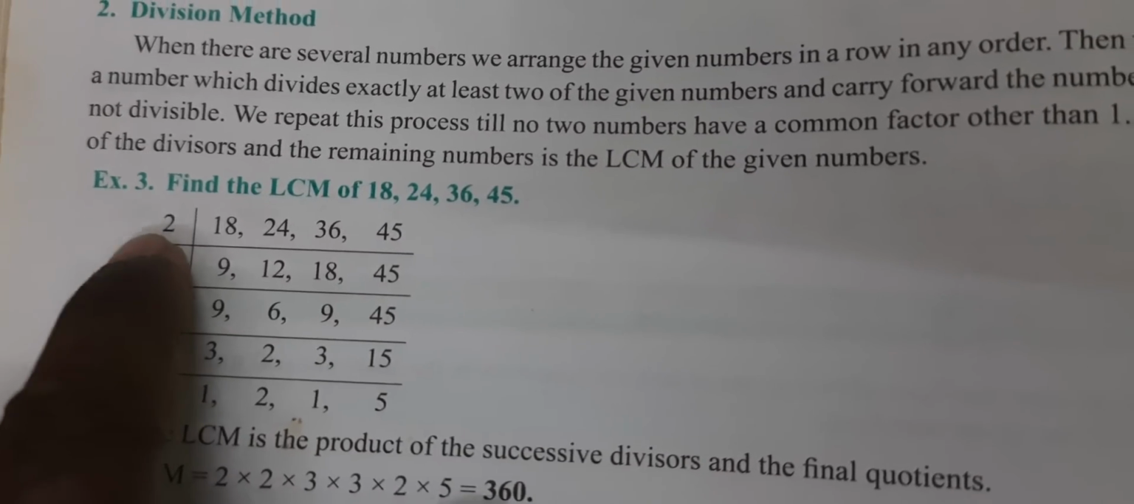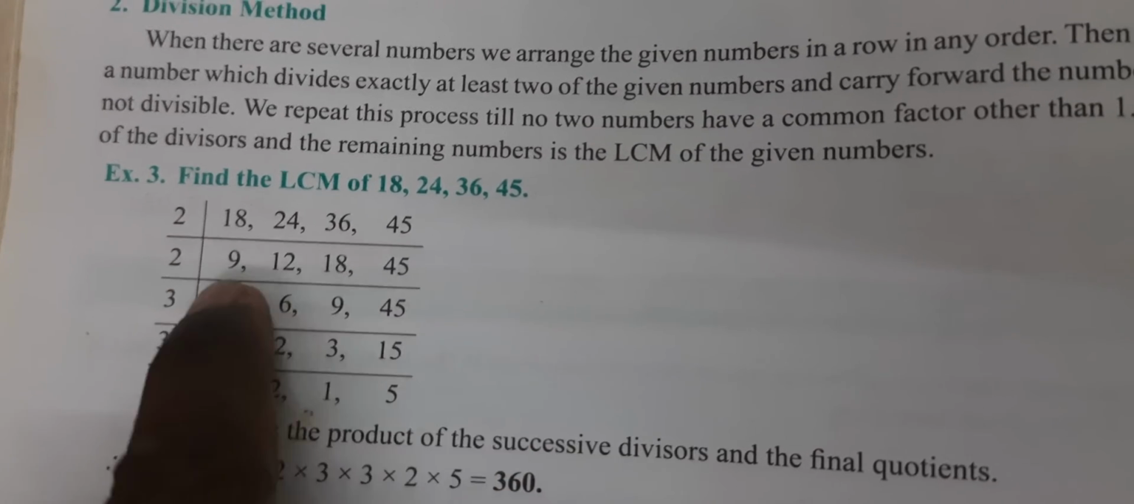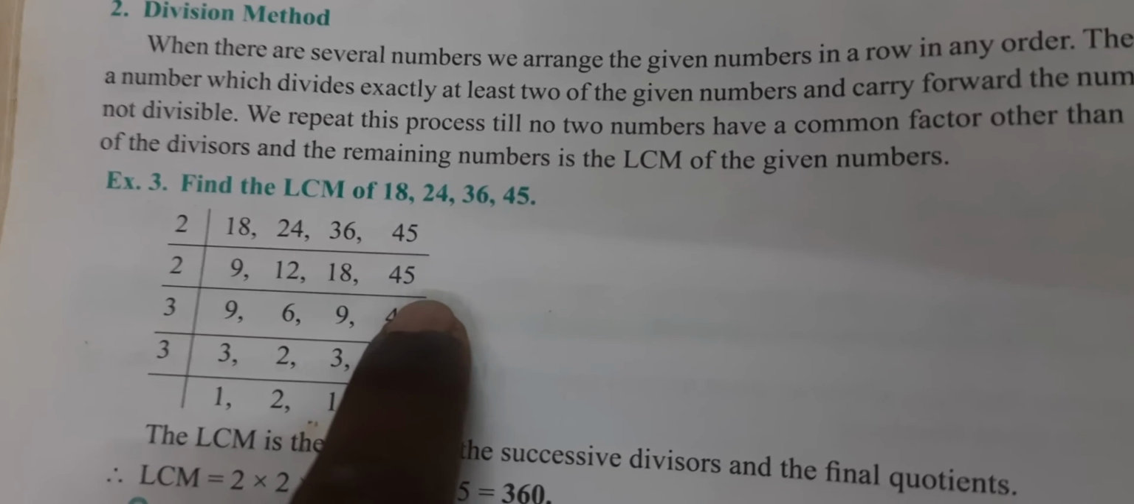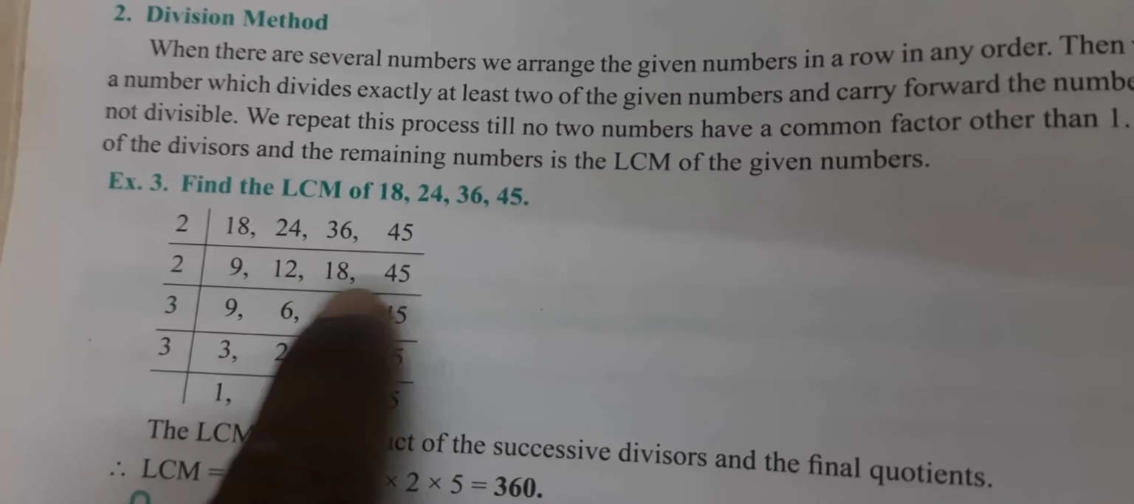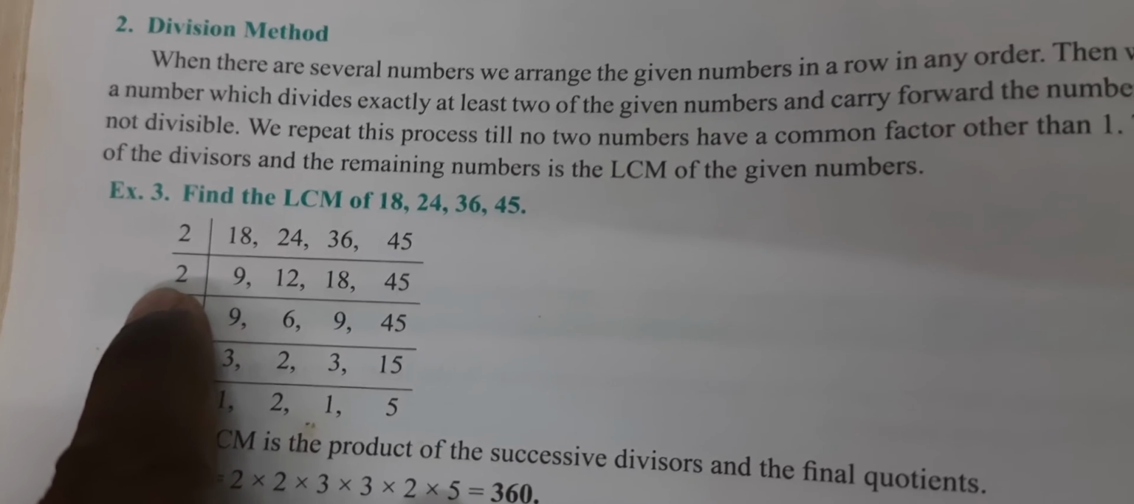So next we have to find which number can divide 9, 12, 18 and 45. Since we were continuing with 2, let us see if we can continue with 2 for this particular row also. What's the rule? That any two numbers among this row should be able to be divided by that particular number that we have chosen.